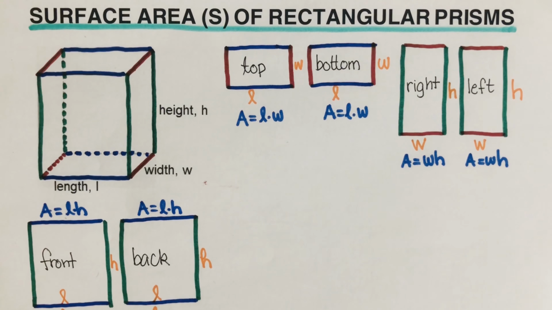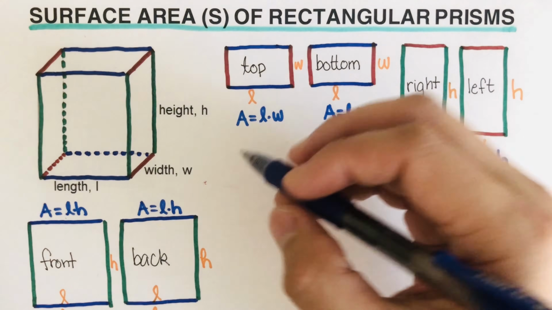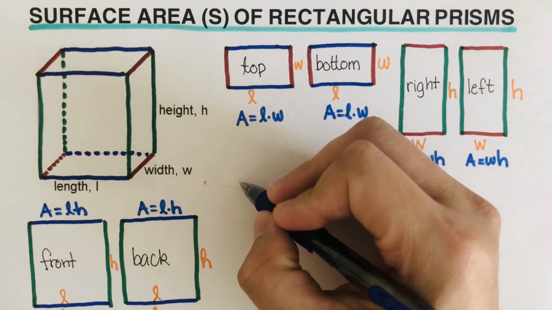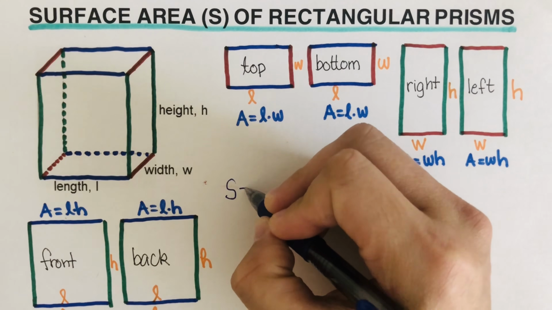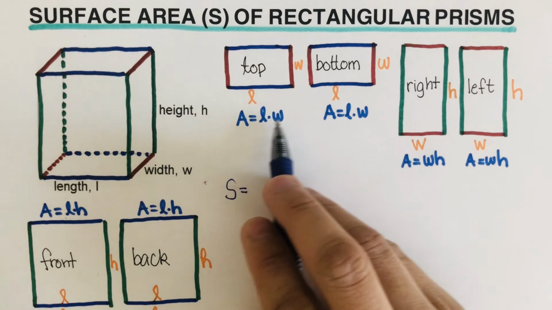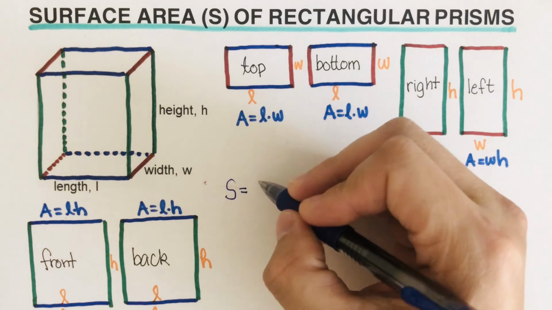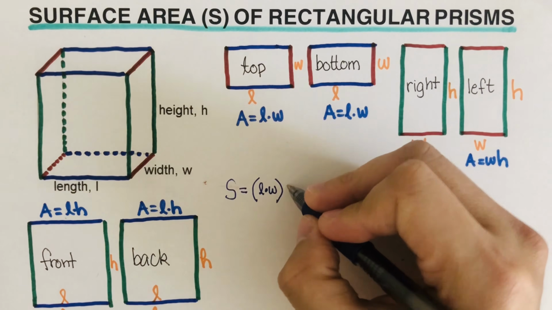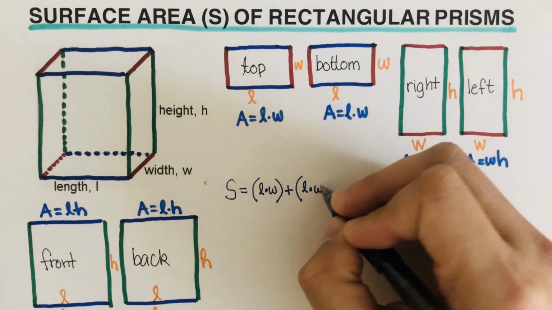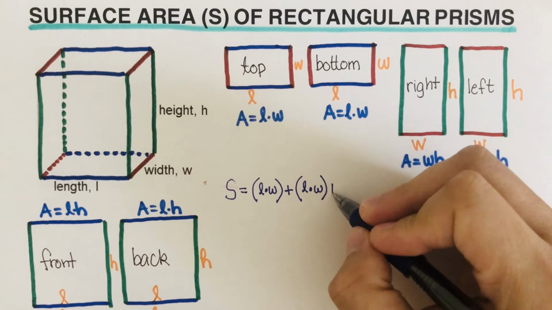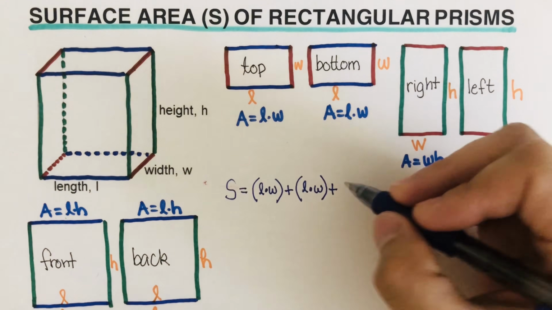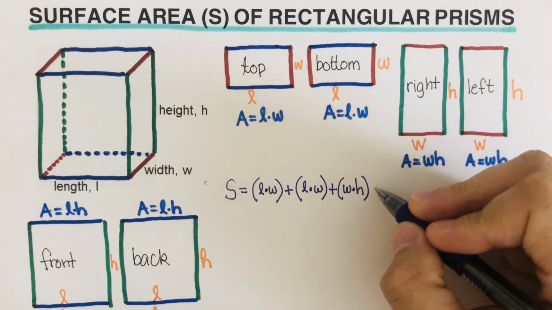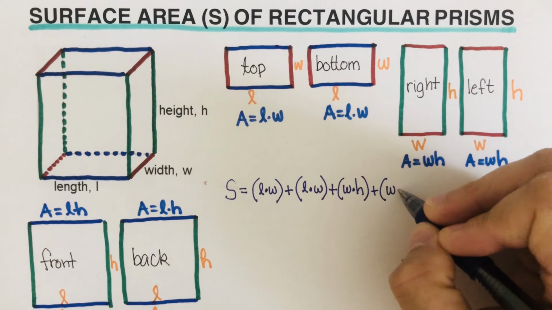Now to find the surface area. Surface area is the total area of all of these 6 shapes. So I'm gonna write S. So S is actually equal to, first we add all of them. So we're adding all of the areas. That would be length times width. That's the first one. Plus another length times width. That's the second one. Plus width times height, and another width times height, plus another width times height.